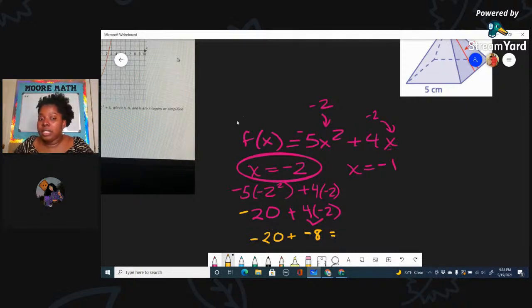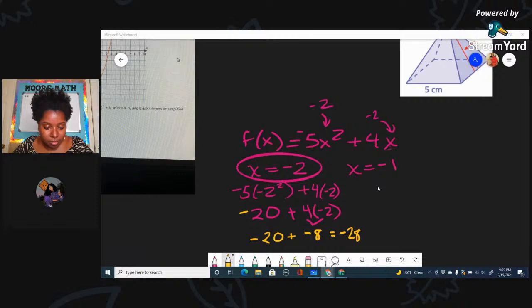Not negative 13. So it's the same sign, so you just add. So negative 28. Okay, let me see. Okay, good. So we have negative 28. And then plug in your x. So do it all over again.